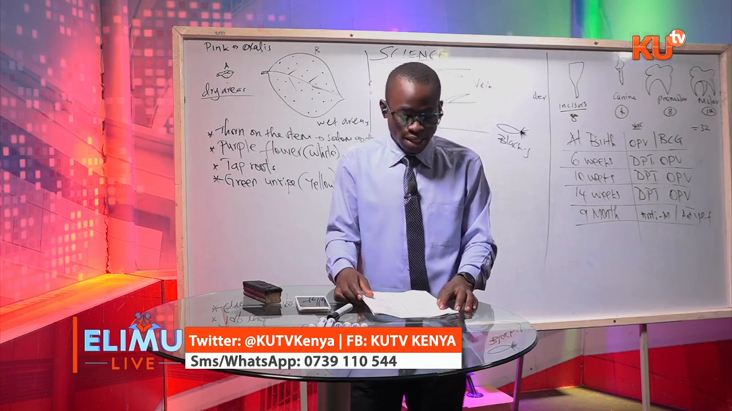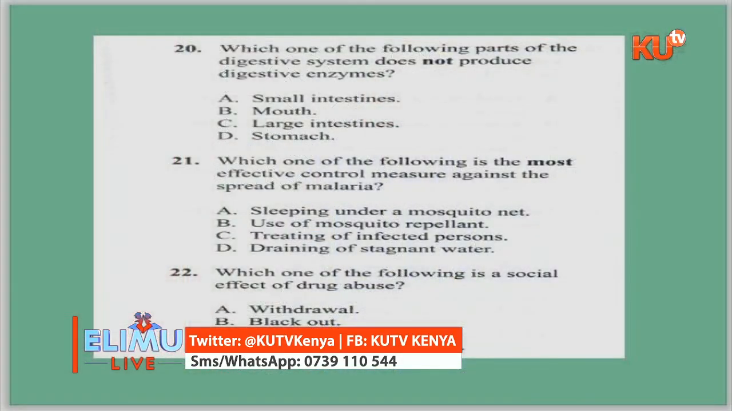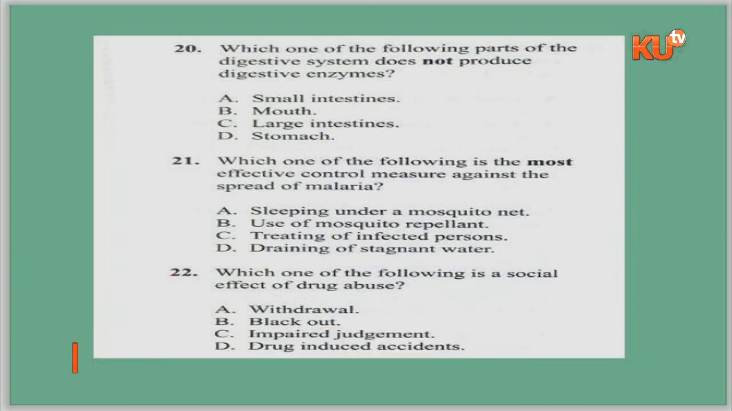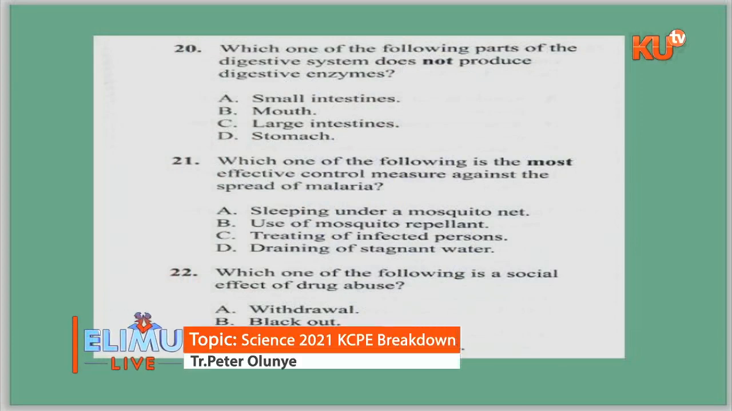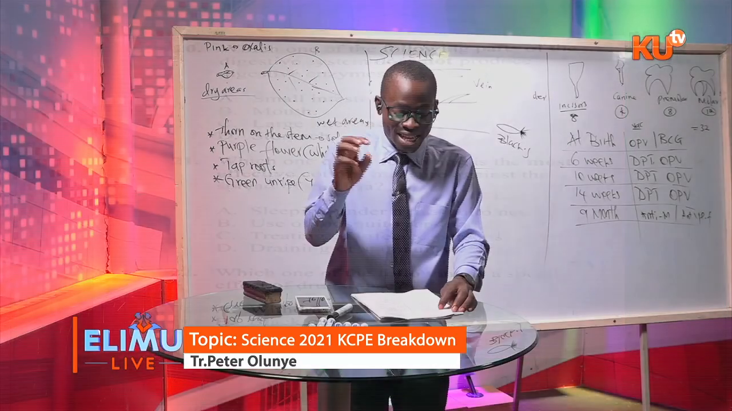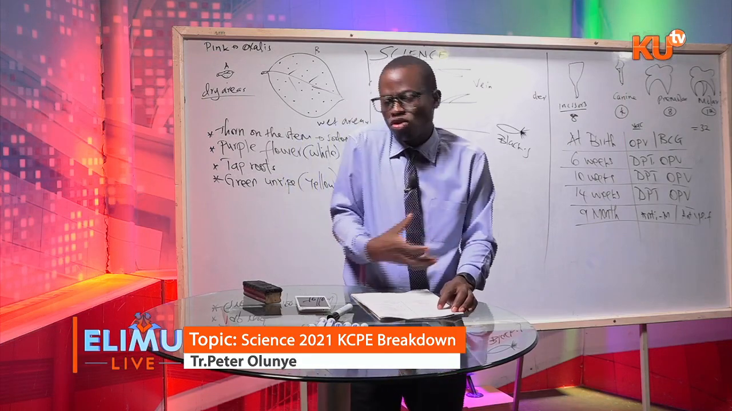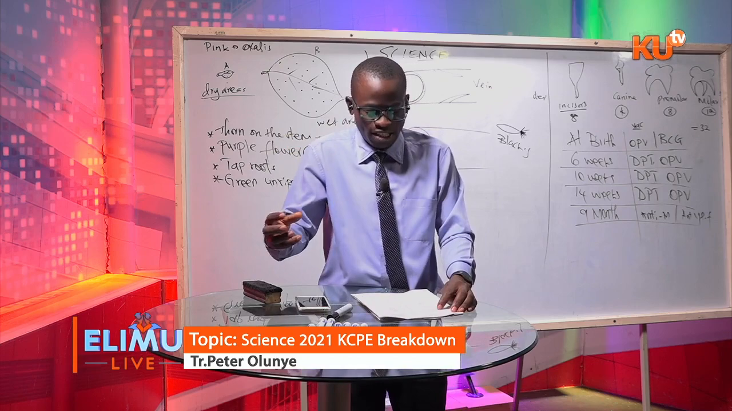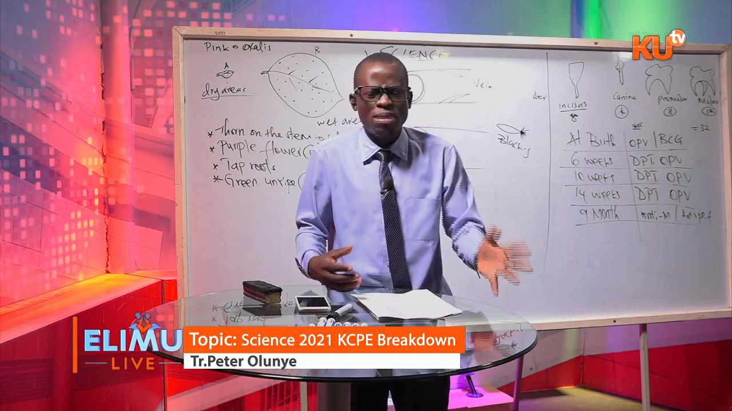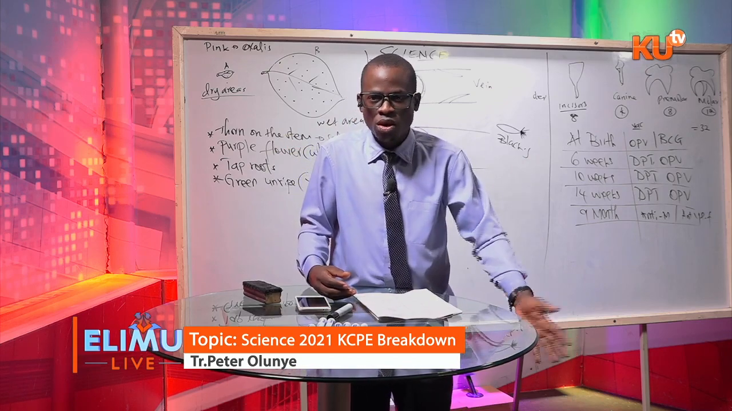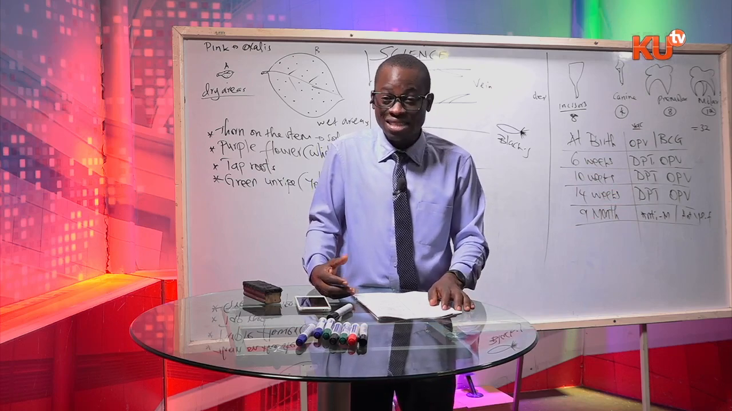Number 21, which one of the following is the most effective control measure against the spread of malaria? Sleeping under a mosquito net. Remember, we are looking for the most effective. If you sleep under the treated mosquito net, that one is a way of controlling malaria, but it's not the most effective. Which one is the best one? Is it to wait for you to cure or for you to prevent it? So the best answer is becoming a preventive answer.